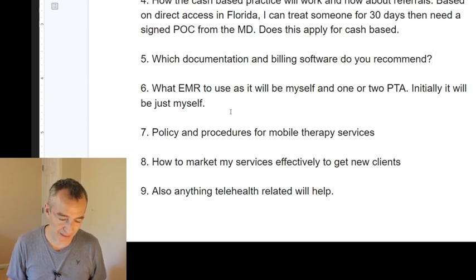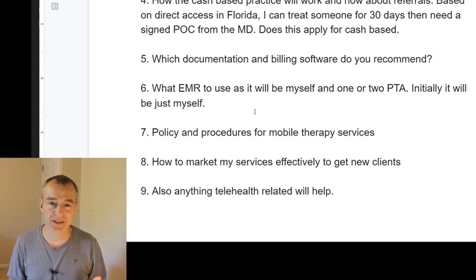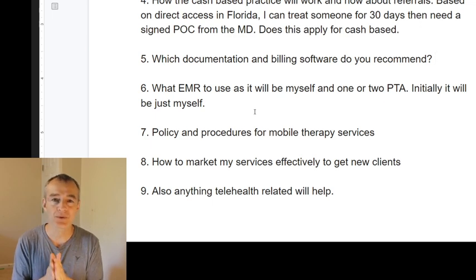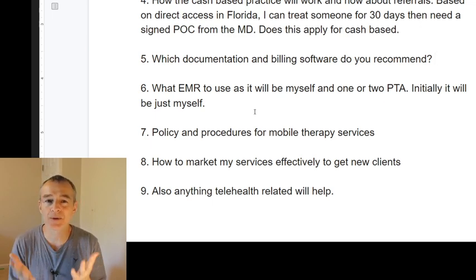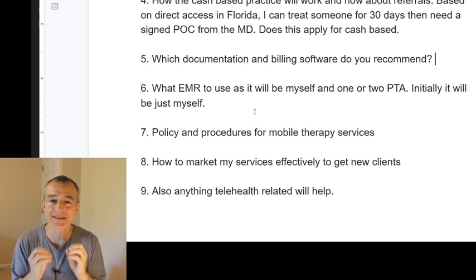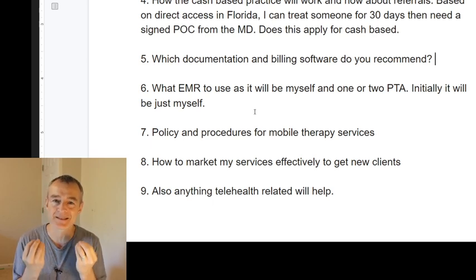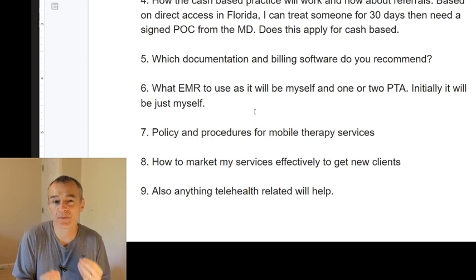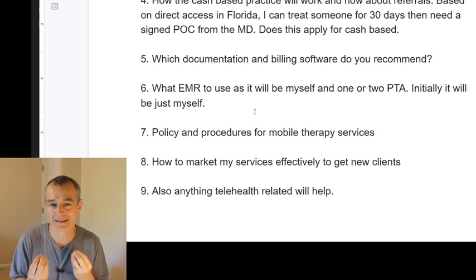Policies and procedures for mobile therapy services. Really, there's not that much of a difference between mobile or brick and mortar. There's policies and procedures. You start day one by creating them yourself. You look at how you're going to do things. Policies and procedures are essentially the skeleton of your business. The services are the muscles, right? Muscles won't function without bones to pull against. Bones and muscles work together.